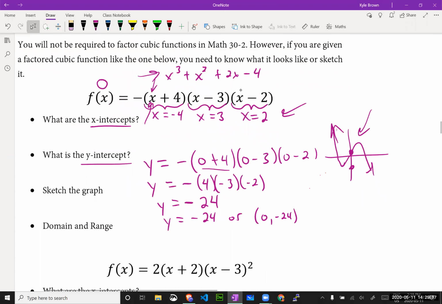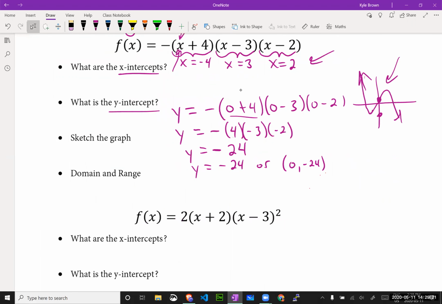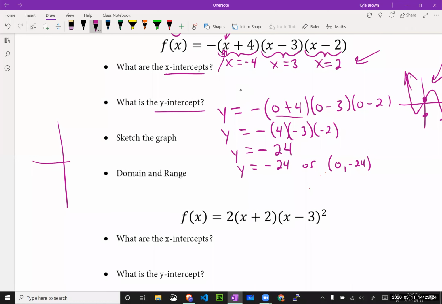Okay, now these guys, domain and range, they're actually even easier, because if you look at our graph of our new types of functions that we're dealing with here, right? These things go forever.